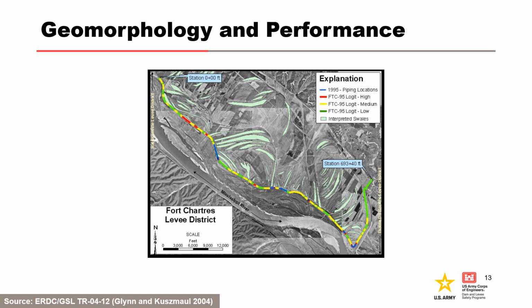This slide demonstrates how understanding previous levee performance and river geomorphology help identify likely locations where backward erosion piping may occur. Levee reaches are shown in relation to locations of piping in 1995 and identified swales for Fort Chartres levee district. The majority of the levee reaches with the high and medium likelihood categories occur near intersection of swales with the levee and where the swales run parallel to the levee.